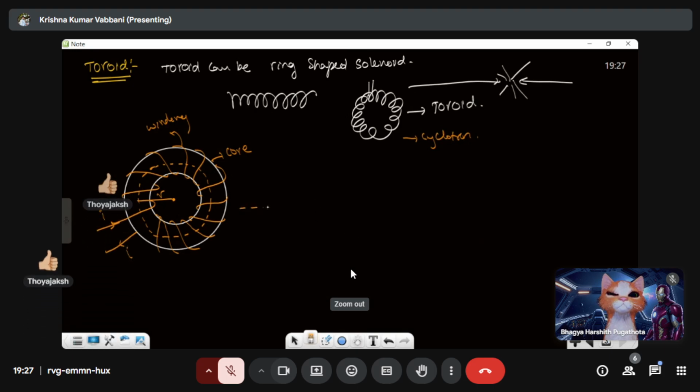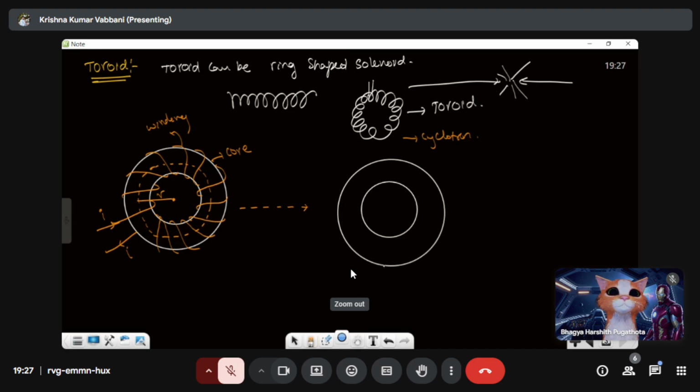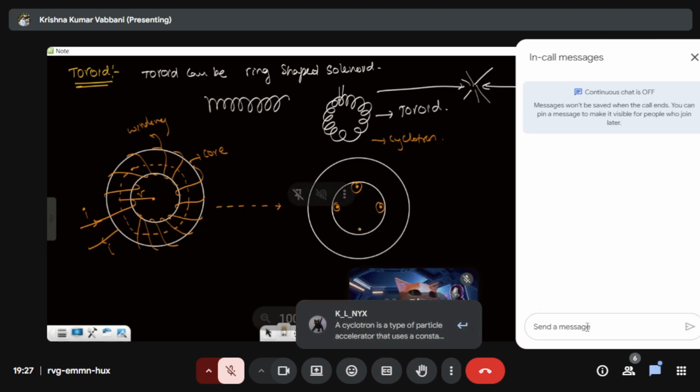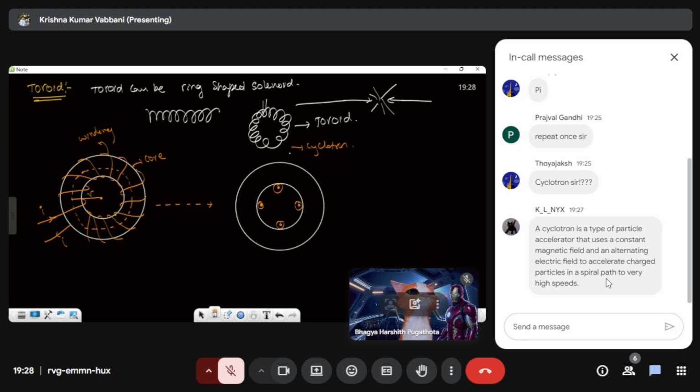And if I draw this for more understanding, see here, the windings are going to look like this. Current is going outside and here the current is going inside. Like this you can see. See these points I am saying, these points. This is the inside and this is the outside, like this.